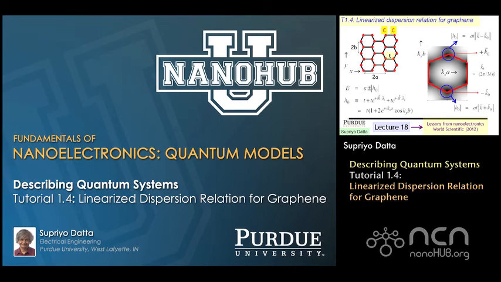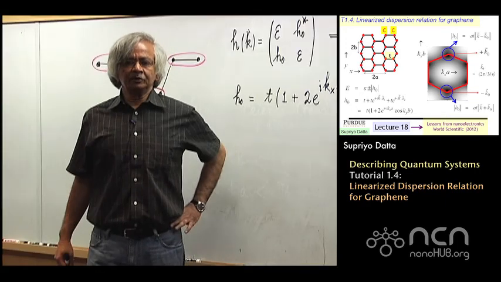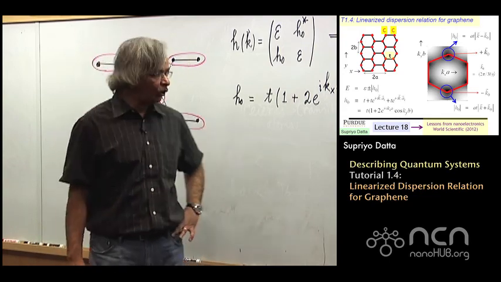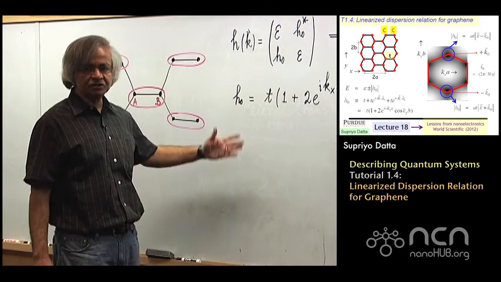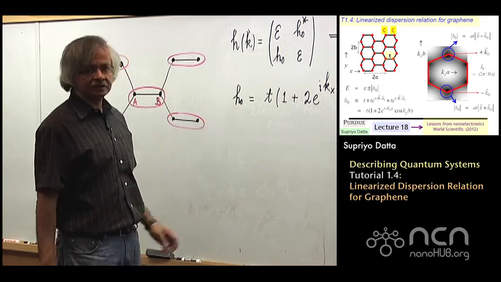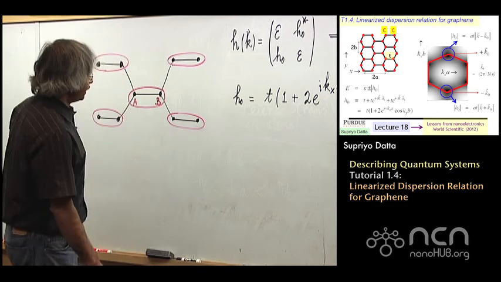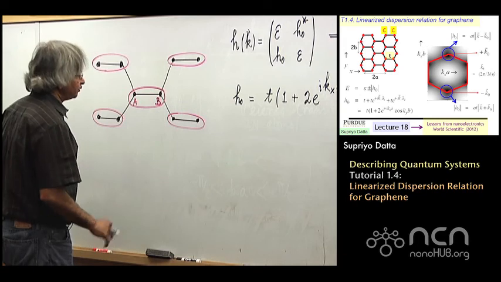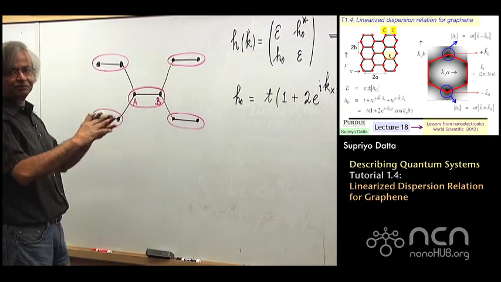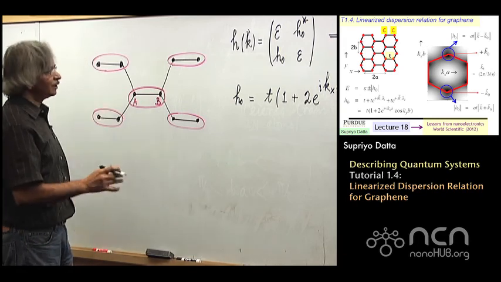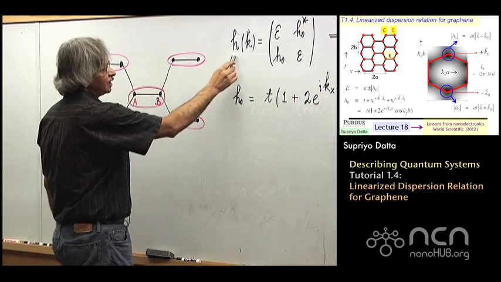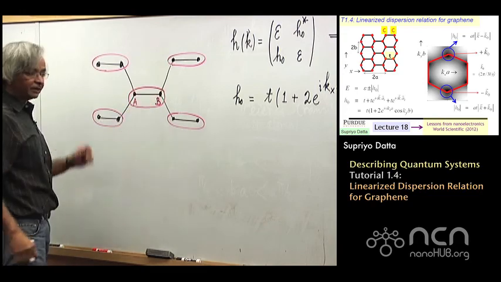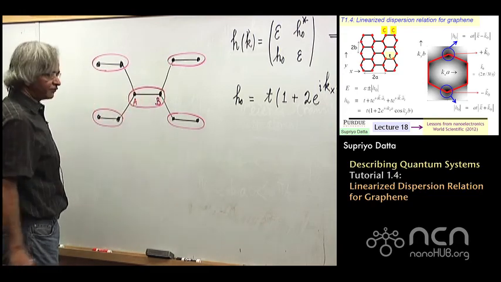nanoHUB-U, online instruction. So welcome to the last tutorial for this week. It's tutorial 1.4. And as you know, this homework problem is about graphene, where in the last module, I think module 1.6, we applied this general principle of band structure to evaluate that matrix H of K for this hexagonal arrangement of carbon atoms that one sees in graphene.